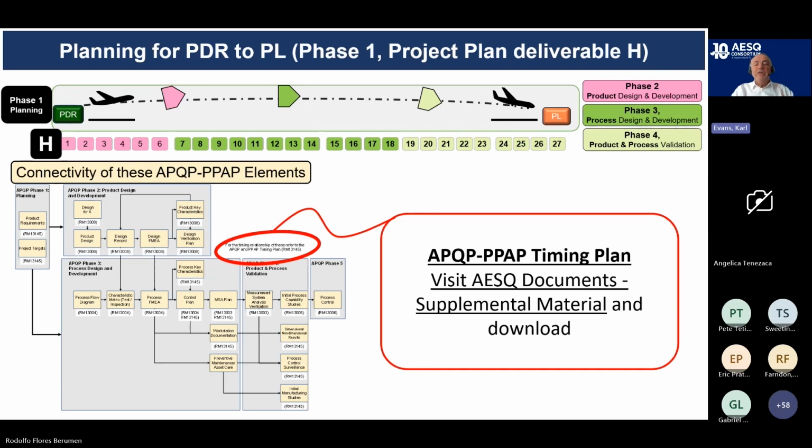There's a particular reason there's a note on that diagram I've highlighted, because it points you to something called the APQP and PPAP timing plan. You can download this document from the supplements page on the Aero Engine Supplier Quality site. We can point you to that sort of information. Could you reveal the next bit, please?